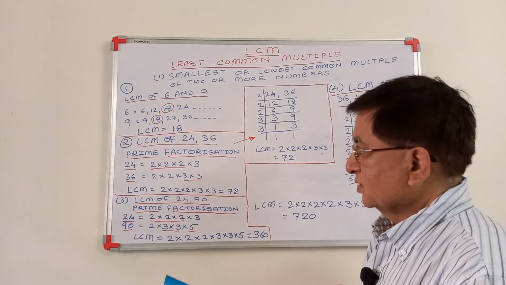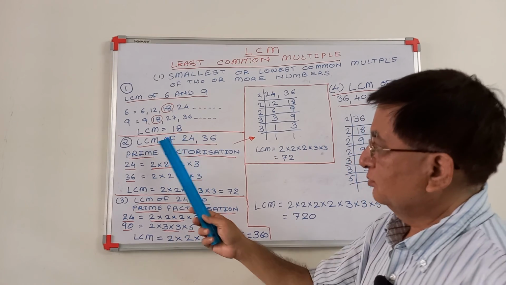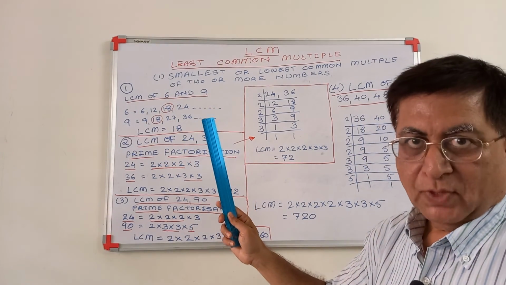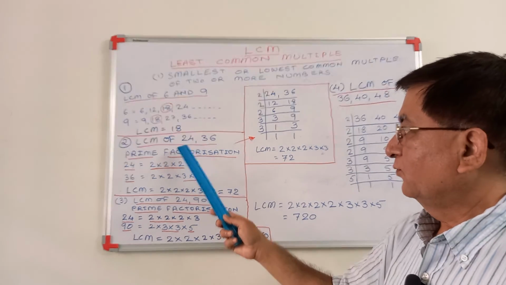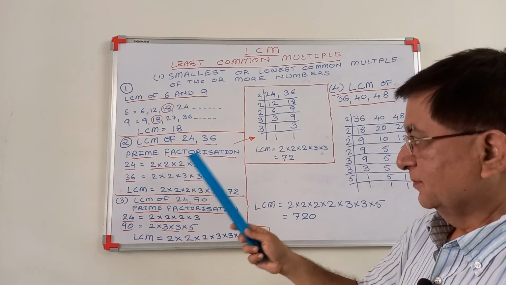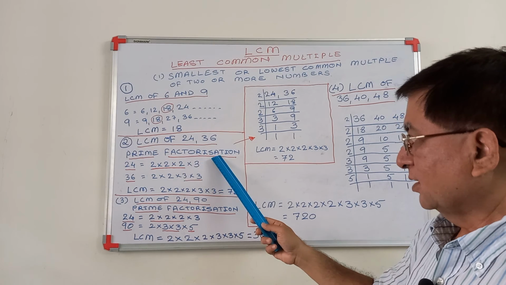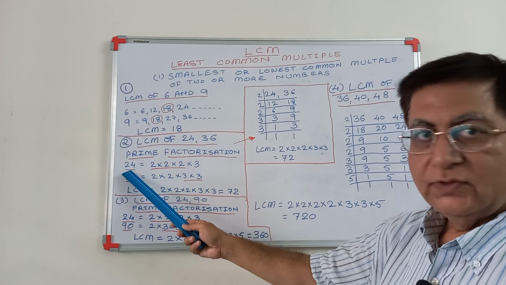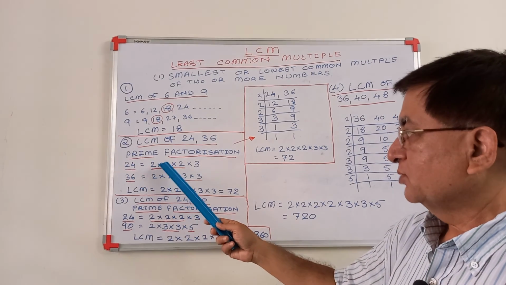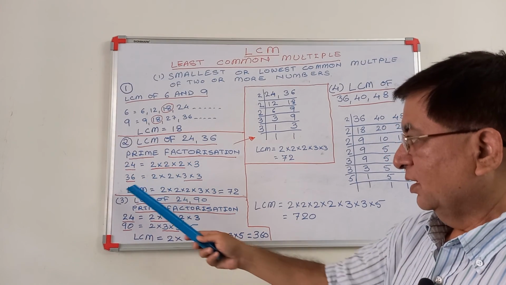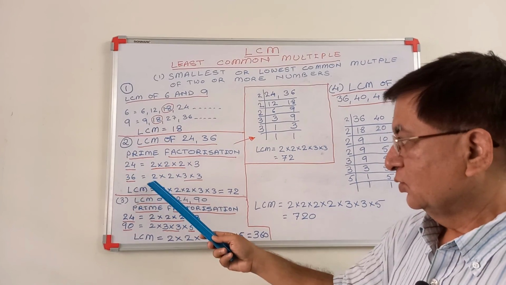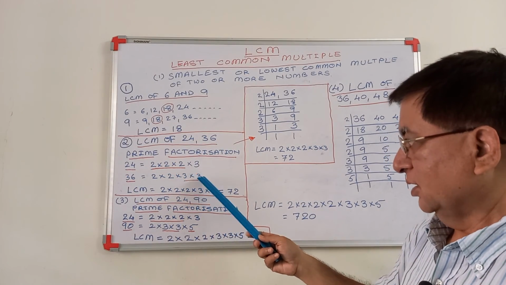Now another method is with prime factorization. These are small numbers, 6 and 9. If we are given big numbers, for example 24 and 36, then we do prime factorization of these numbers. The prime factorization of 24 is 2 times 2 times 2 times 3, and the prime factorization of 36 is 2 times 2 times 3 times 3.